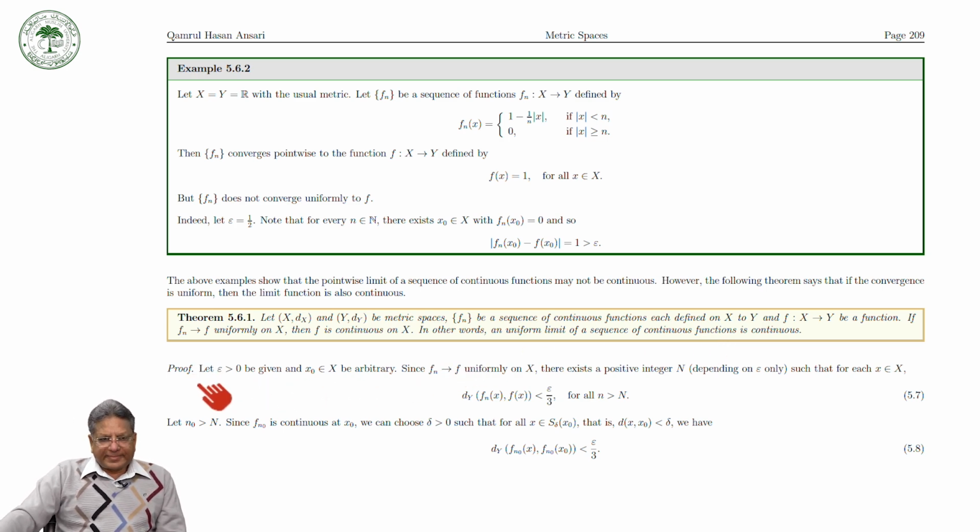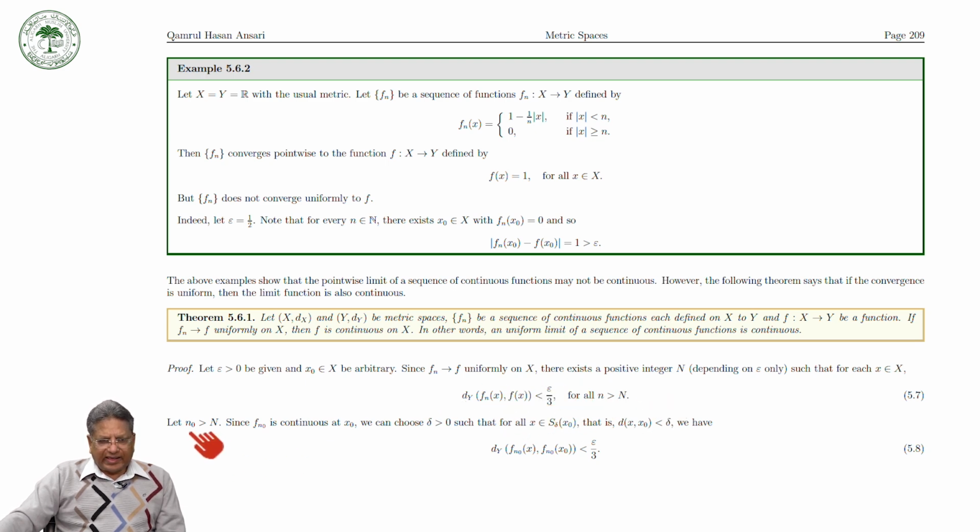Let epsilon greater than 0 be given and x naught in X be arbitrary. So we have taken x naught arbitrary and epsilon greater than 0. Since Fn converges to f uniformly, by the definition, there exists a positive integer N depending on epsilon only, such that for all x in X, d(Fn(x), f(x)) is less than epsilon by 3 for all n greater than N. This is by the definition of uniform convergence.